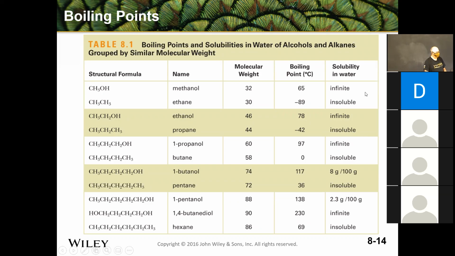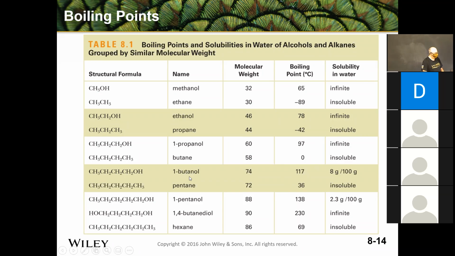Methanol is infinitely soluble in water, which means that you can never get a saturated solution. You can mix water and methanol in all proportions. Ethanol is also infinitely soluble. And we can clearly see the effect of hydrogen bonding both on boiling point and solubility in water. 1-propanol is also infinitely soluble. 2-propanol is also infinitely soluble. It's not shown on the chart here.